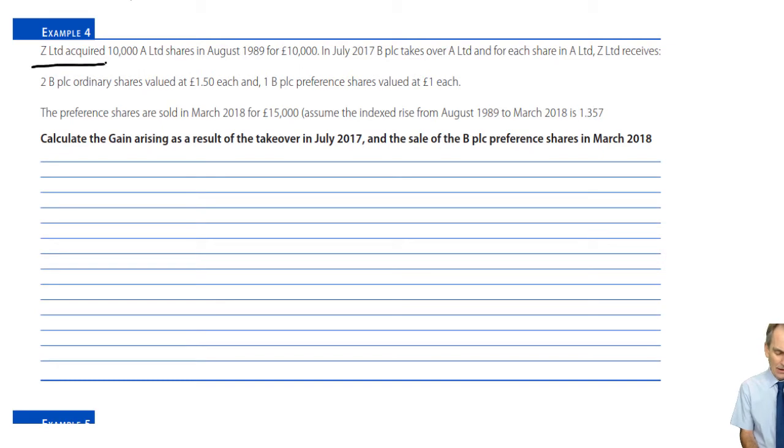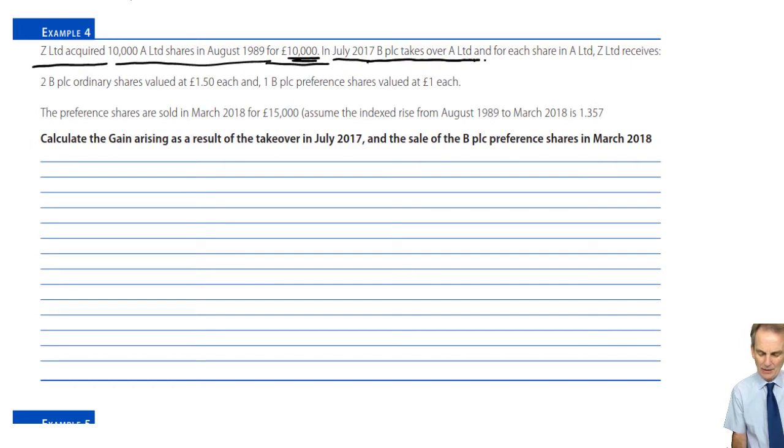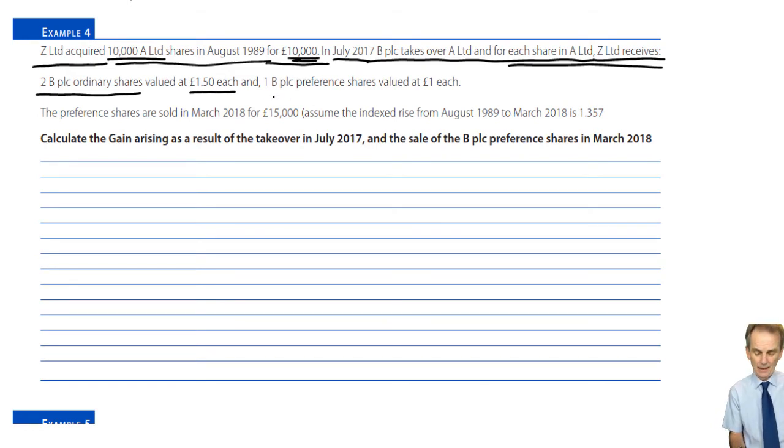Right. Our client company, Z Limited. What had they originally done? Acquired 10,000 A Limited shares in August 89, and there's our cost, £10,000. In July 17, B plc takes over A Limited. And for each share in A Limited, Z Limited receives, right, what do we now receive? Now remember, we owned 10,000 A Limited shares. And for each such share, Z receives 2 B plc ordinary shares, valued at £1.50 each, and 1 B plc preference share, valued at £1.